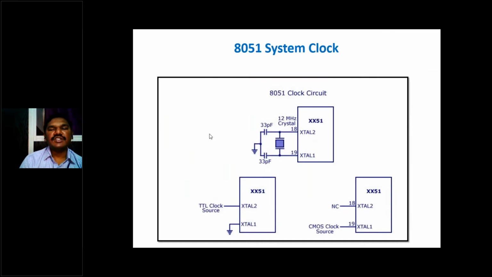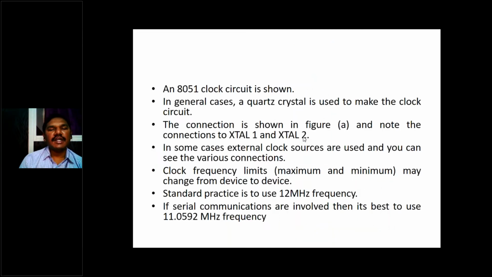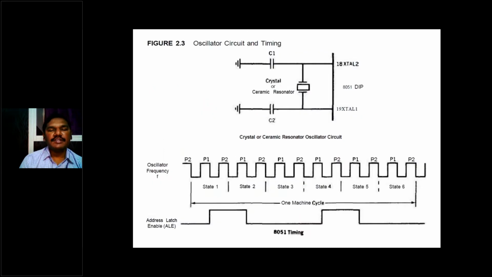Oscillator. So this is the system clock of 8051. It is available at pins 18 and 19 of 8051. These pins are used for oscillations, and only the oscillator is connected to them, but inside this chip we have a clock generator.